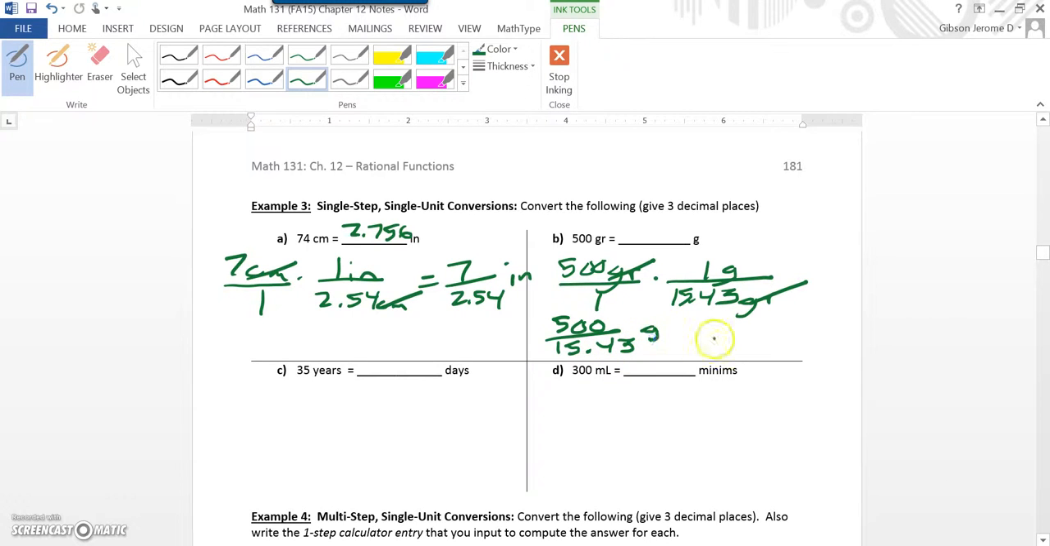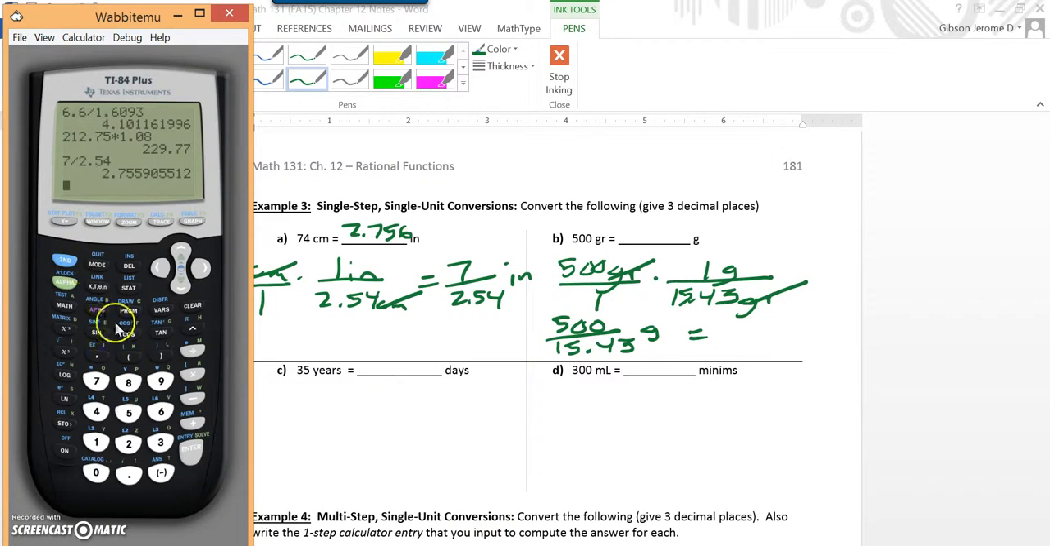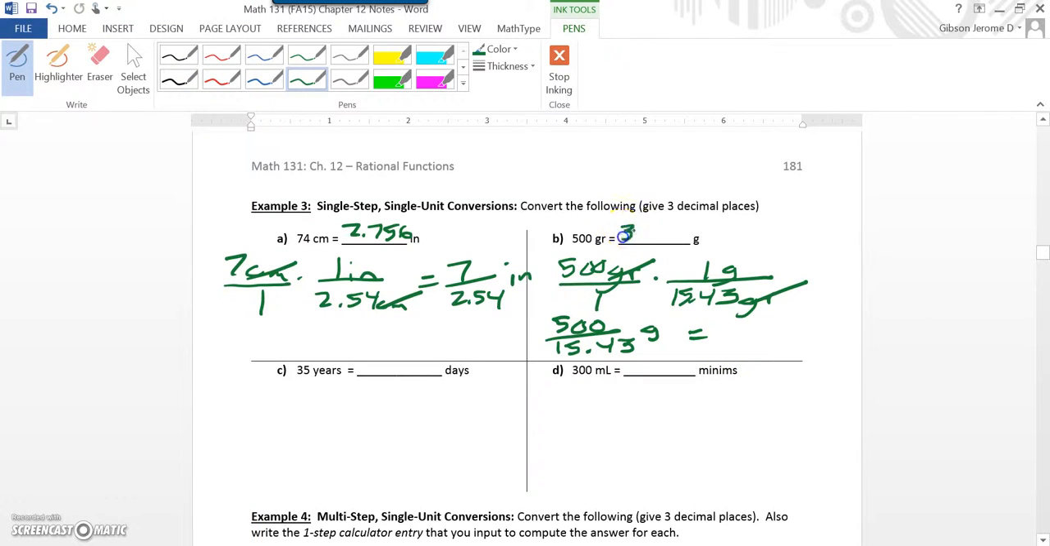15.43, and that's grams. So now we will take our calculator, and we will have 500 divided by 15.43. And that will give us 32.404. So it'll be 32.404 grams. And that is our final answer.